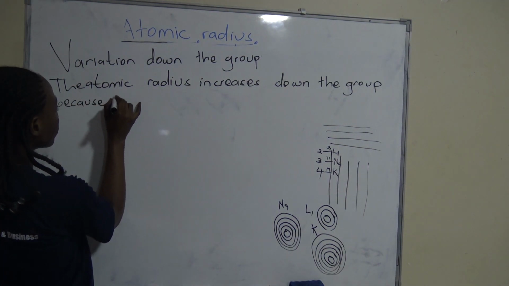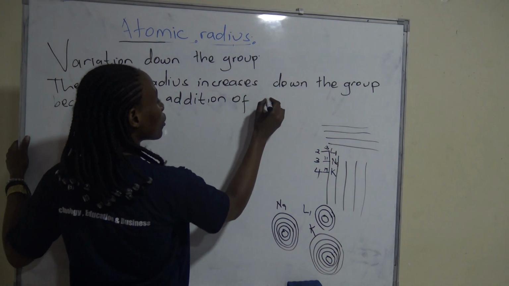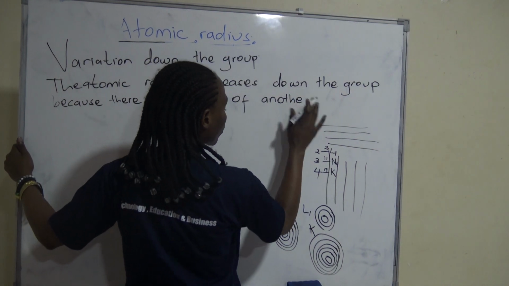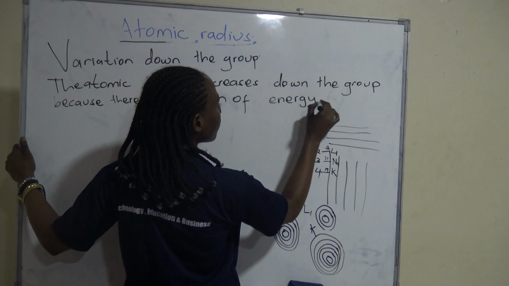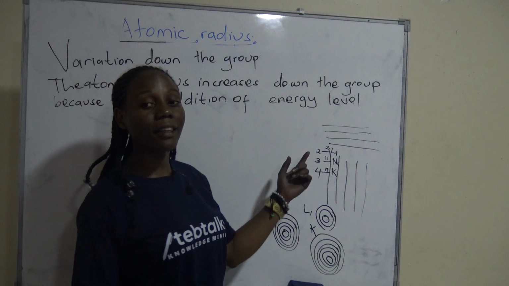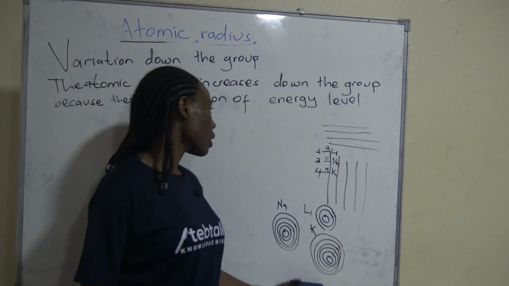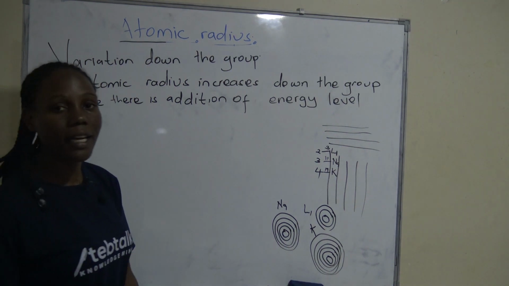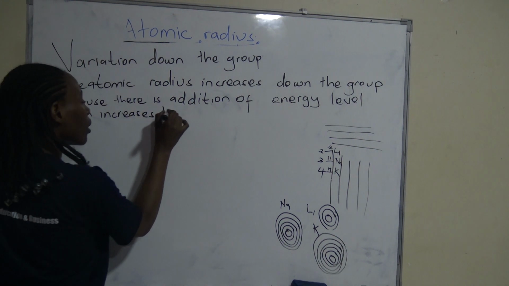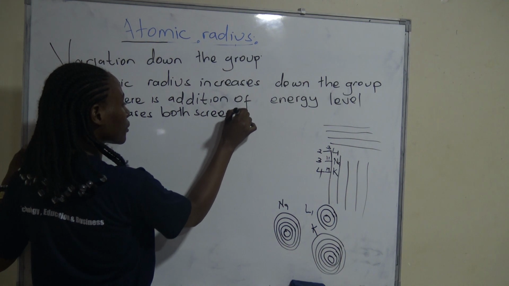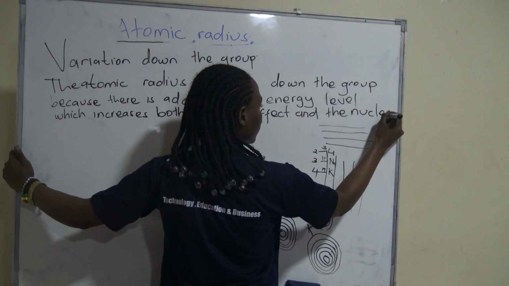So writing that down, the atomic radius increases down the group because there is addition of energy level. For example, in lithium we had 2 energy levels, in sodium we are now at 3, and in potassium we are now at 4. So adding an energy level, what does it bring? It increases both the screening effect and the nuclear charge.